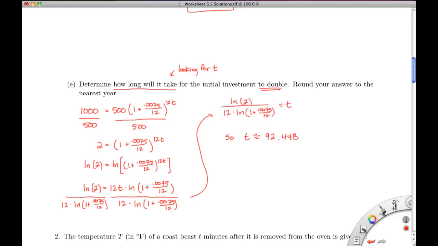So if we're asked how long it will take to actually get to $1,000, rounding to the nearest year, saying 92 wouldn't make sense, because after 92 years, we haven't gotten to 1,000. It wouldn't be until the 93rd year that we had crossed the threshold into doubling our investment. So it makes sense to round this to t equals 93 years in this case.